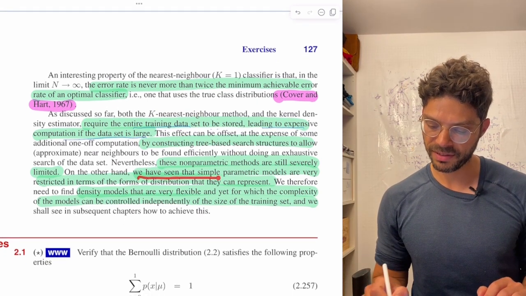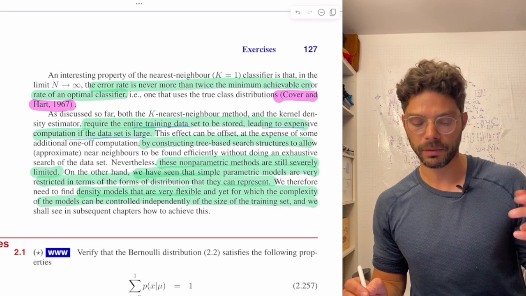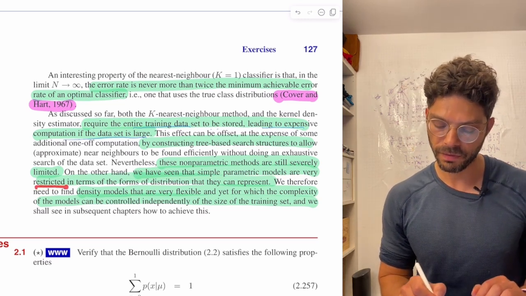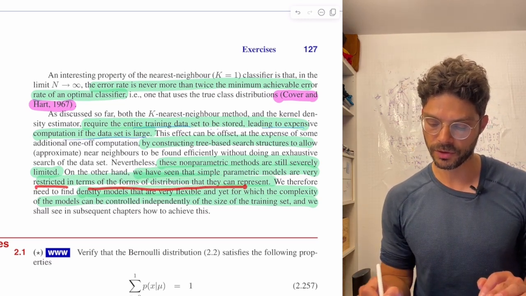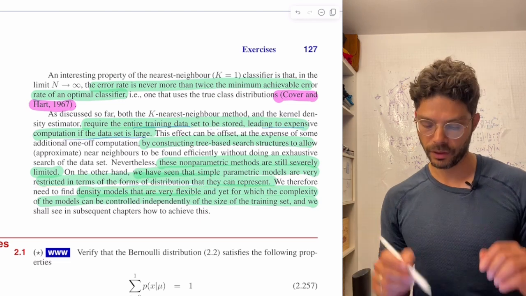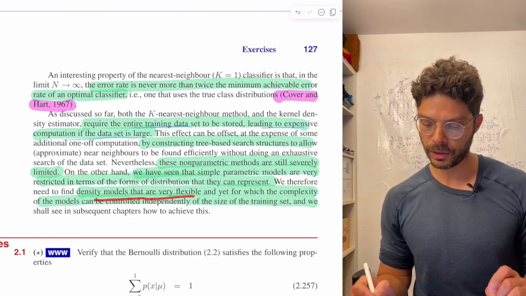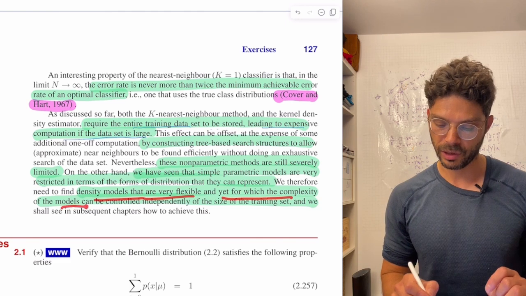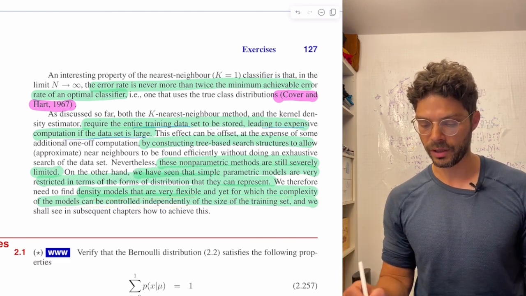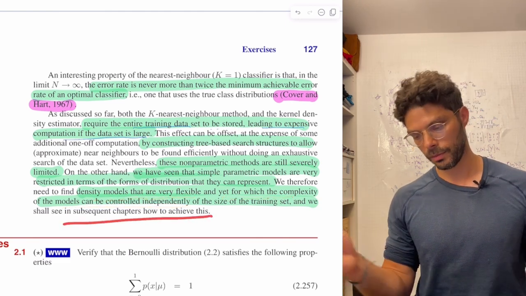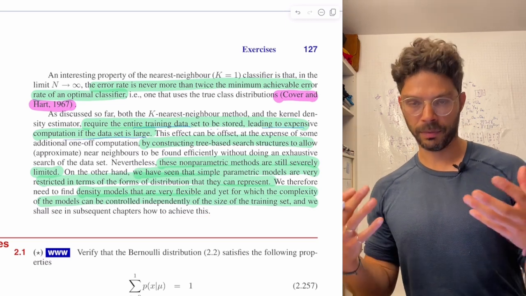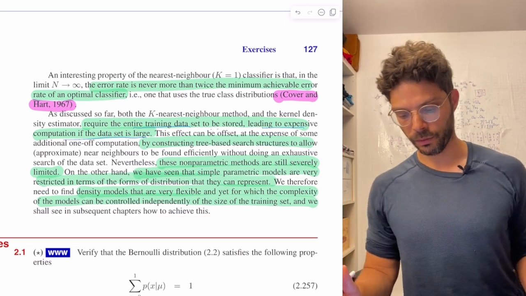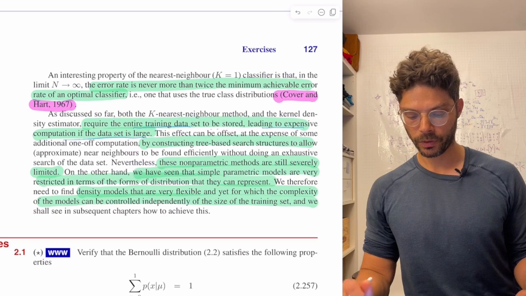On the other hand, we have seen that simple parametric models, which we've been talking about in the rest of the chapter, are very restricted in terms of the forms of distributions they can represent. So we therefore need to find density models that are very flexible, and yet for which the complexity of the models can be controlled independently of the size of the training set. And we're going to see how to do this. So basically, stay tuned. Maybe there'll be a good middle ground between these two situations.